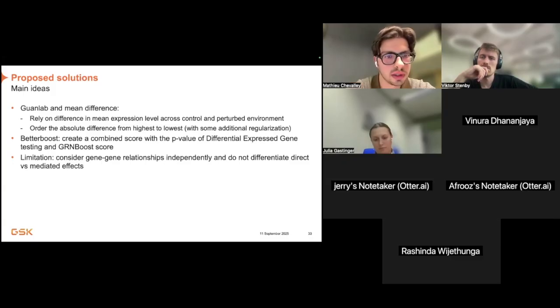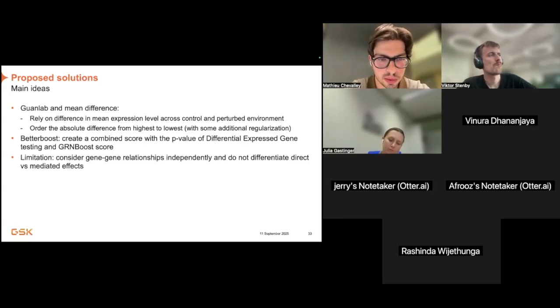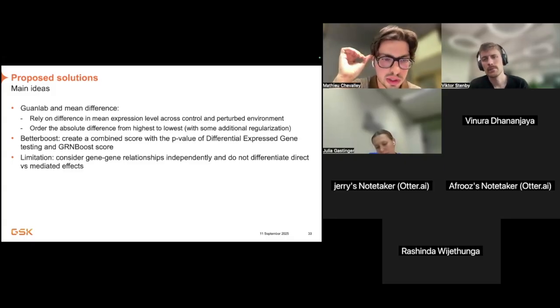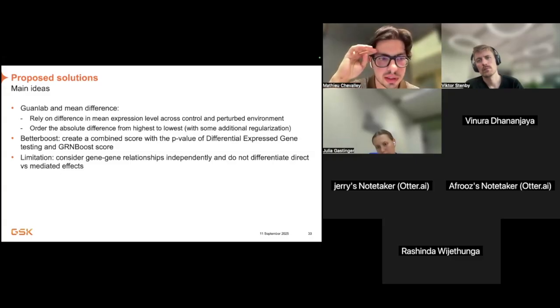Now, some limitations. Most of those methods only consider the interactions independently, even though you could have the whole interaction network to maybe regularize your potential solution. And also they don't differentiate between the direct and the mediated effect. Direct effect means there is really a direct edge between the two genes or variables. Mediated means that it goes through a path and is mediated by other variables.